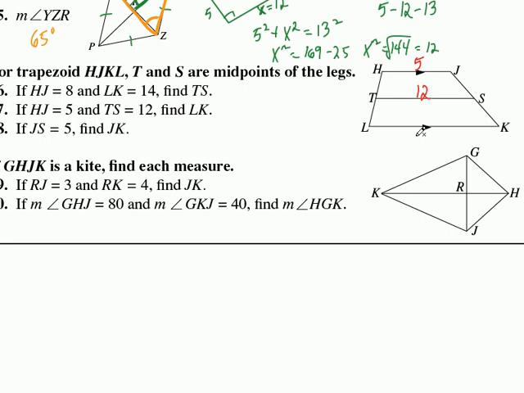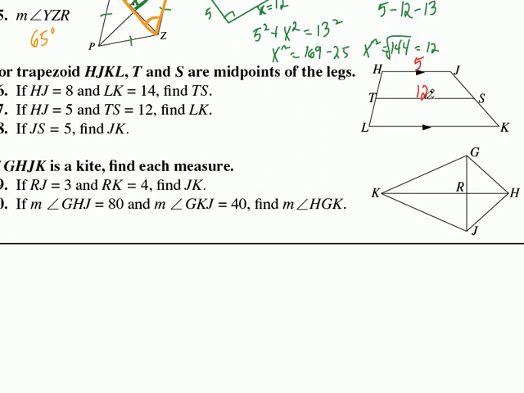Now, there's a couple ways you could do this. Let me show you the easiest way. So look what we're going to do. Remember the other one was 3 away from the top and 3 away from the bottom? How many is 12 away from 5? What do I have to do to 5 to get to 12? Add 7. Right.